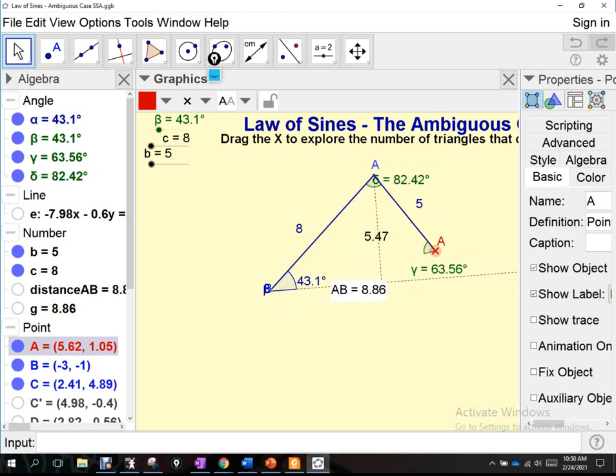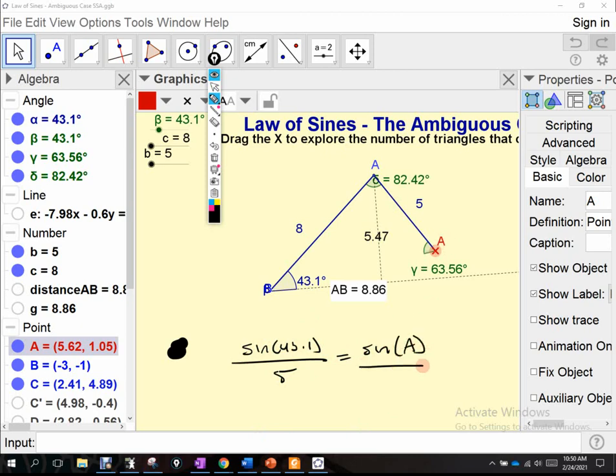But if I were to set up the law of sines here, you would draw your picture like you think you do have a triangle. You would say the sine of 43.1 over 5 is equal to the sine of, I'll just say A here, over 8. And when I cross multiply, I'll get A equals the sine inverse of 8 sine of 43.1 all over 5.